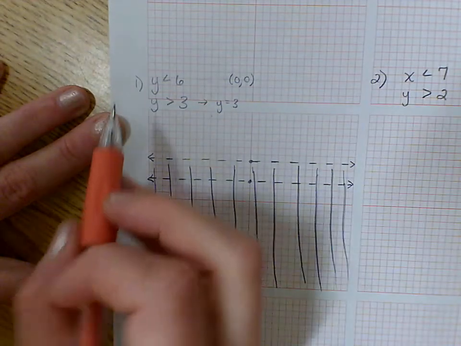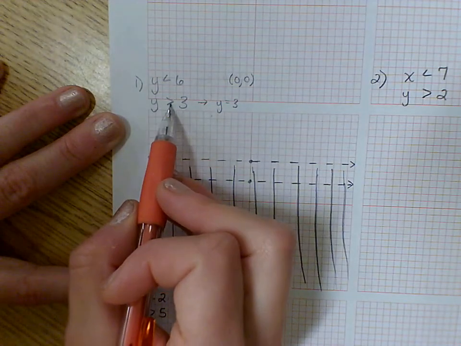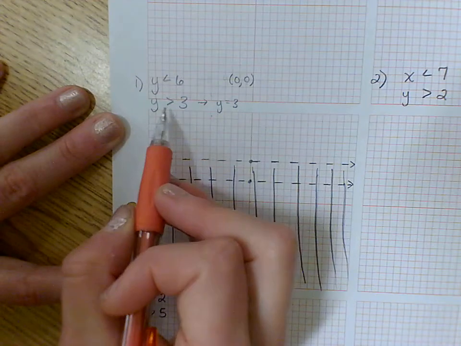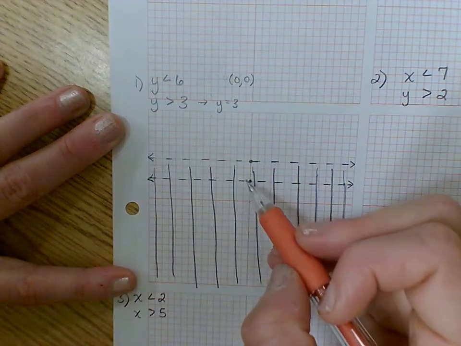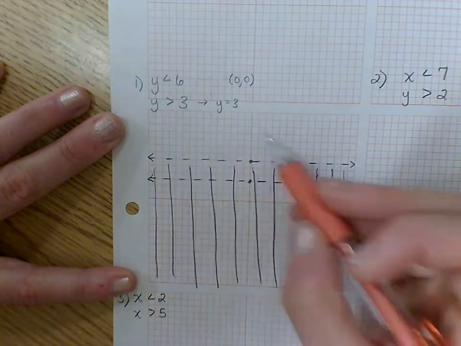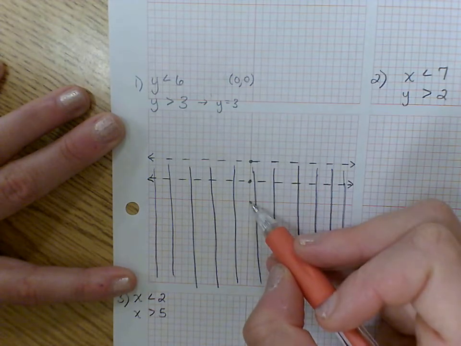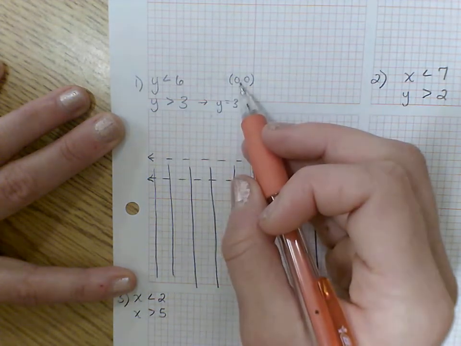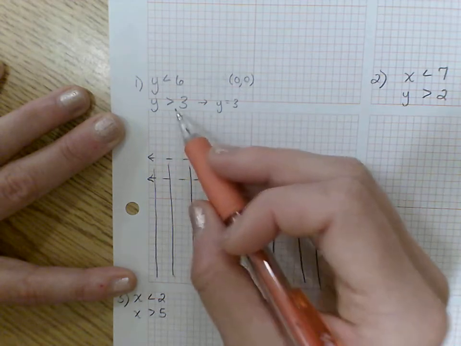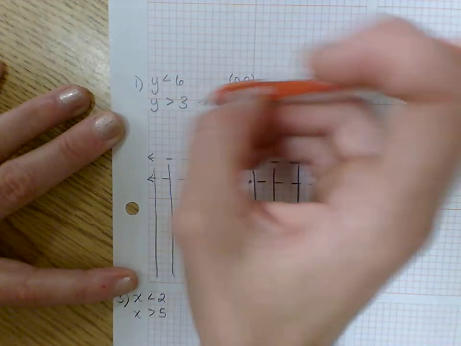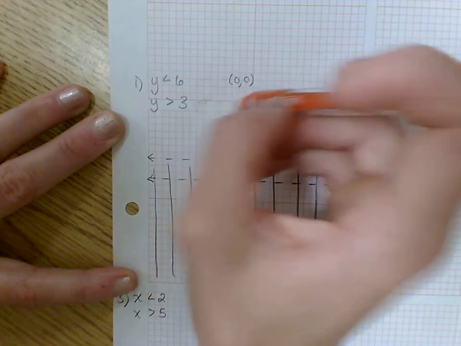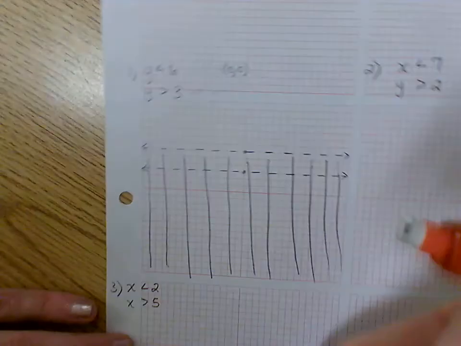So we're looking for all the y values that are greater than 3. So with this one, you're going to look at this line. You're going to pick a point either above or below. And so I'm going to just pick the point 0, 0, and I'm going to plug that in. And I'm going to see, does that work or does it not? And if it doesn't work, then obviously we shade the other side. If it does work, then we shade the side that it's on.